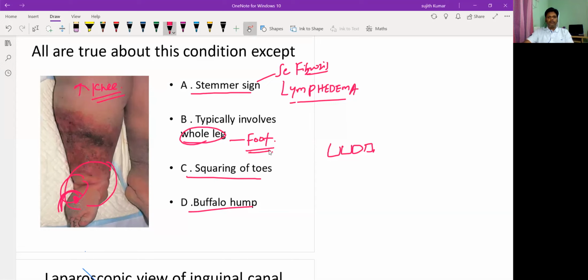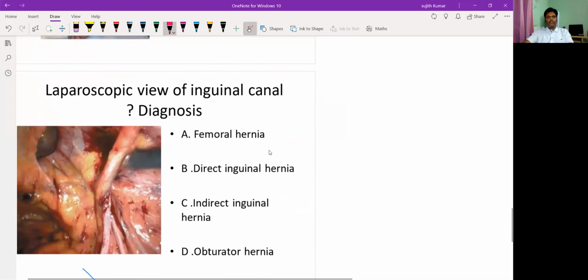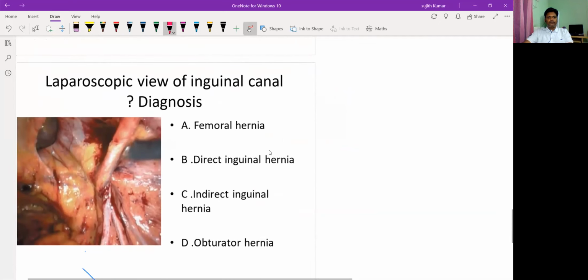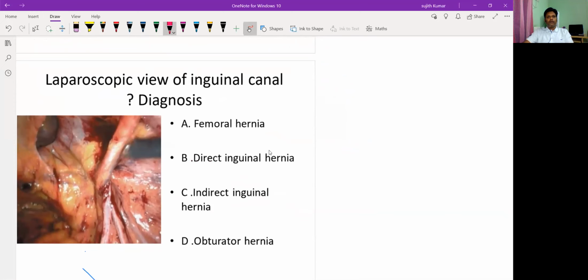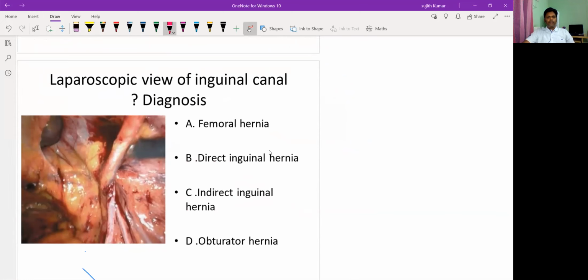This is lymphedema. Okay, we'll go for the next question. This is the last question. Laparoscopic view of the inguinal canal. What is the diagnosis?